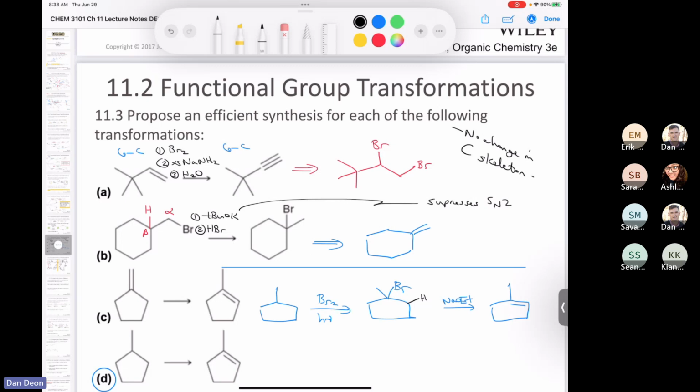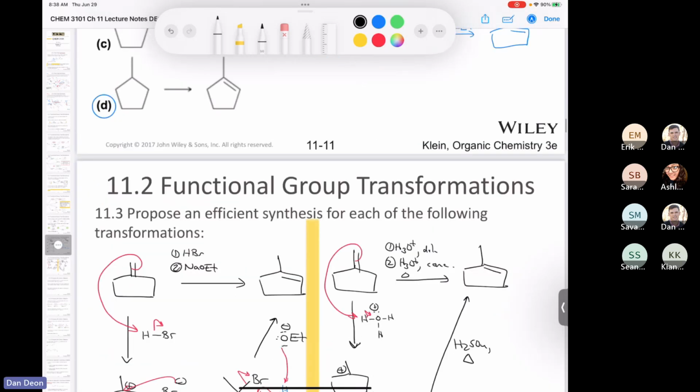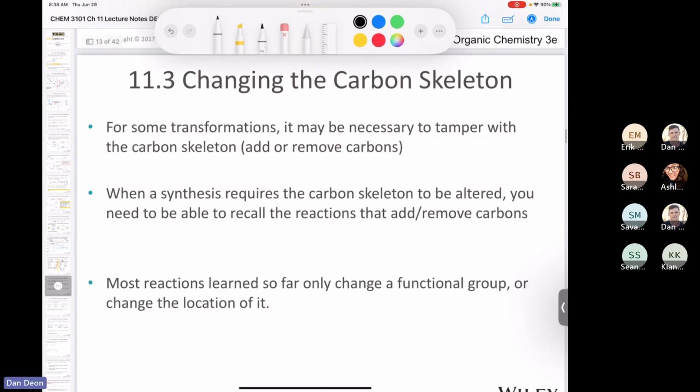Now what happens if we want to change the carbon skeleton? Not to get ahead of the game, but when you get into organic chemistry 2, so Chemistry 3111 at UCCS, you learn a lot of ways to change a carbon skeleton, to make it bigger, to make it smaller. But in this class, we only learned a few ways to do it. So let's take a look here. It says for some transformations, it might be necessary to add or remove carbons. So when a synthesis requires a carbon skeleton to be altered, you have to be able to recall all those reactions.